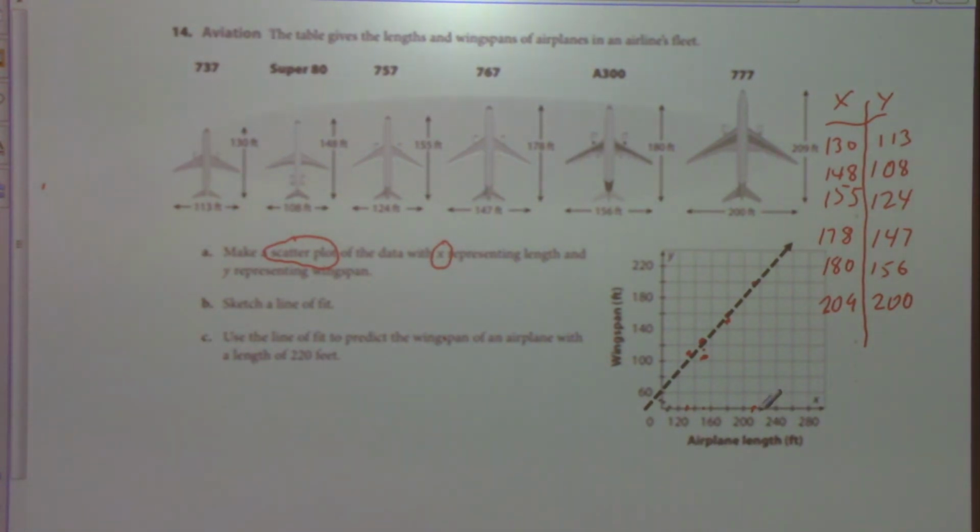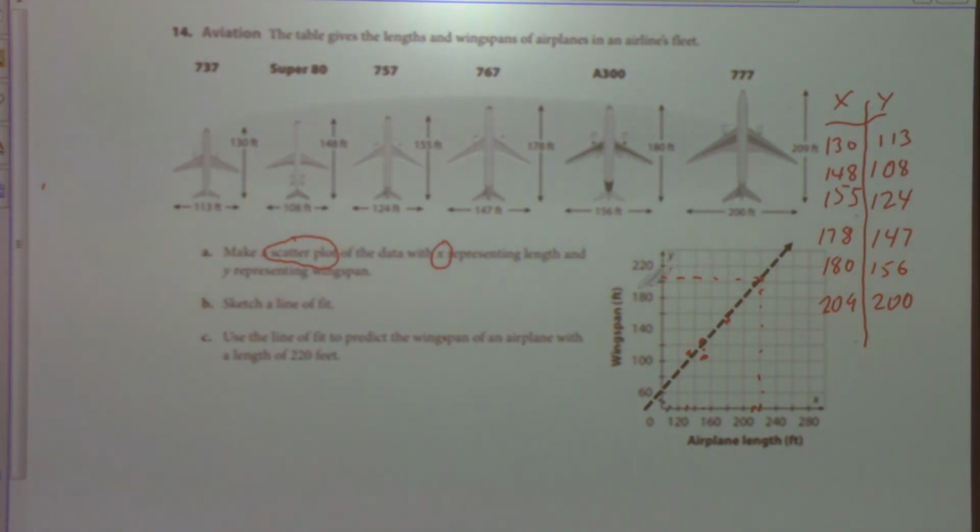240. So we go over here to 220, right? And then we come right up here to, so right here, and then we go over this way, right?